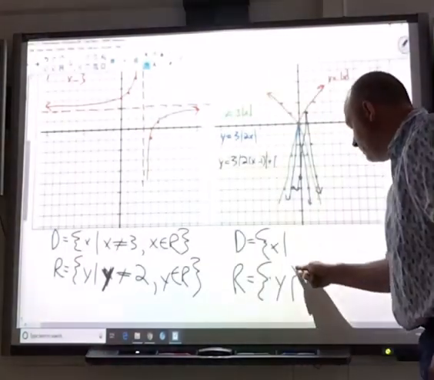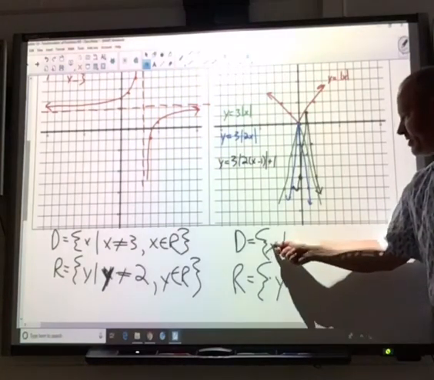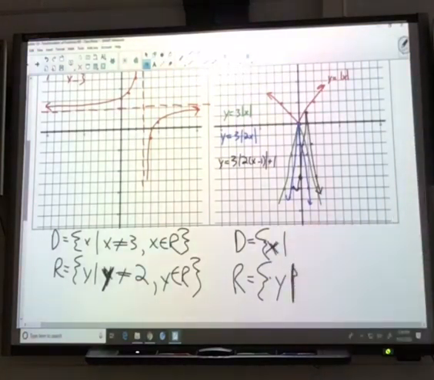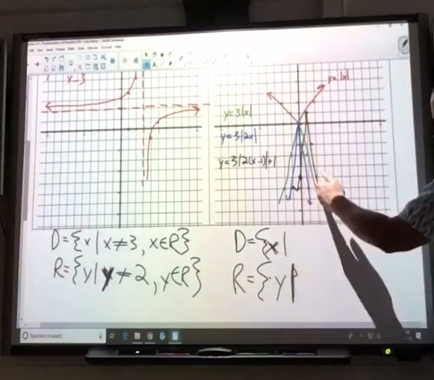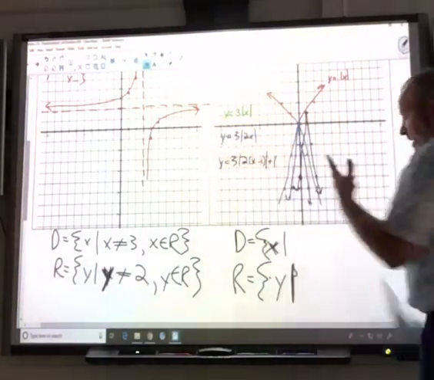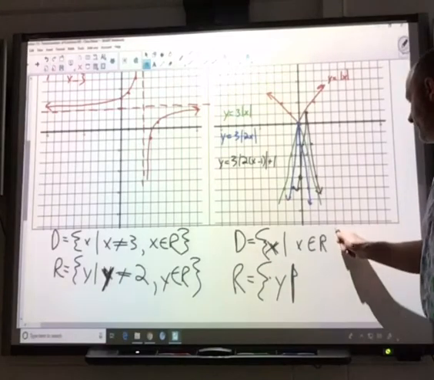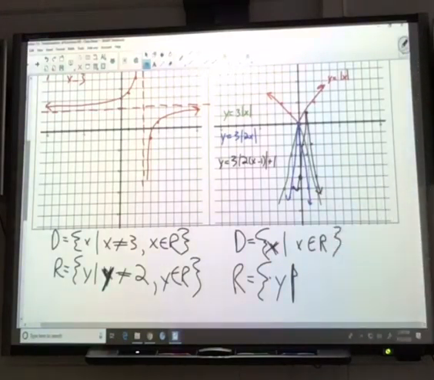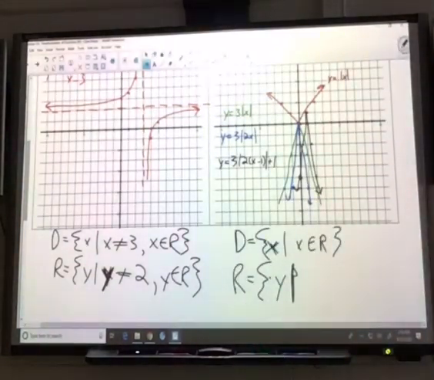Okay, my domain describes x such that, so what possible x values are allowed. It looks like they're really narrow, but remember this goes on forever this way, this way, so any value of x is allowed here, and any value of x is allowed here. So this is actually x as a member of real numbers. There's no real restriction on the domain. You'd usually look to the d value to tell you that, but in this case, it's like a parabola. It just keeps on opening up forever and ever.